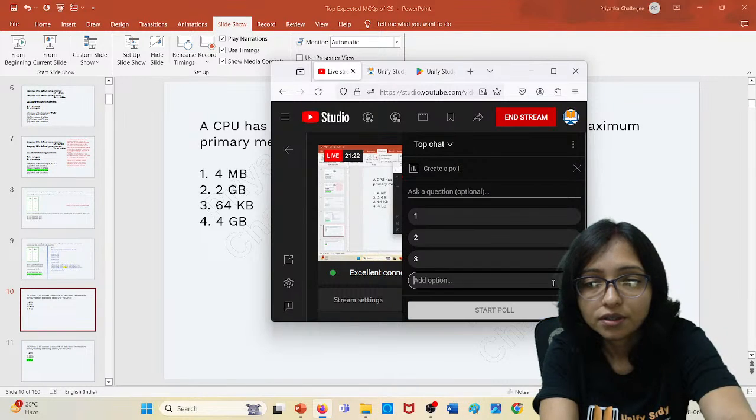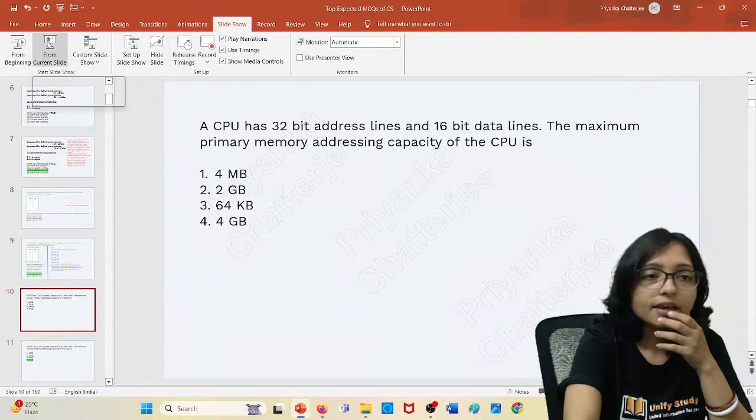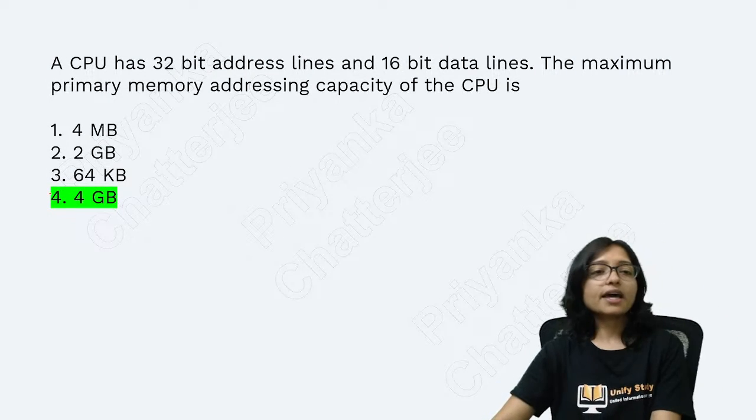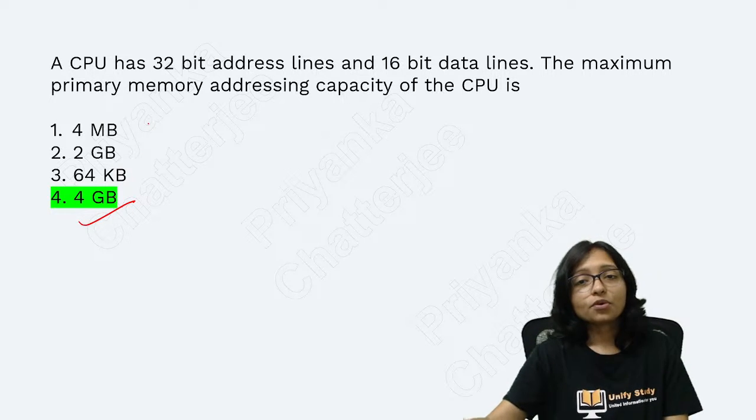This is the poll for the next question, and I am showing you the answer and why this is the answer. So here the answer is option 4, that is 4 GB. Why? All of you know the opposite one.